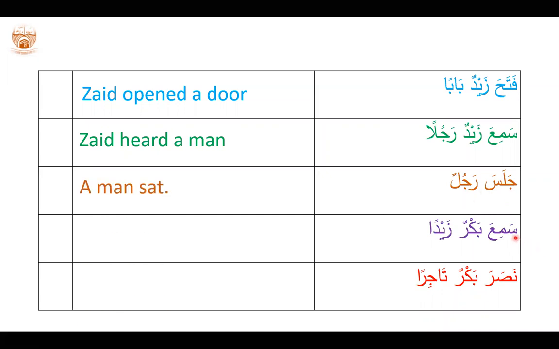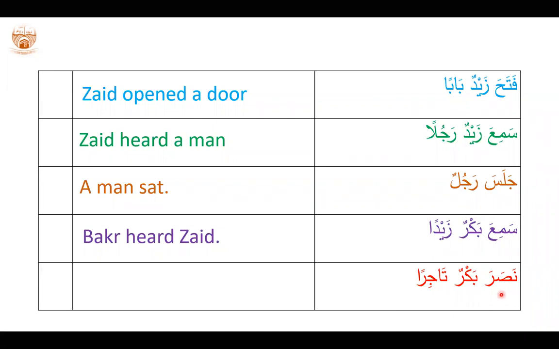Next example, Sami'a Bakrun Zaidan. Bakr heard Zaid. Again, transitive verb, it takes an object, Zaid in the case of Nasb. And the last sentence here, Nasara Bakrun Tajiran. Bakr helped a merchant. Bakr helped a merchant, transitive verb.